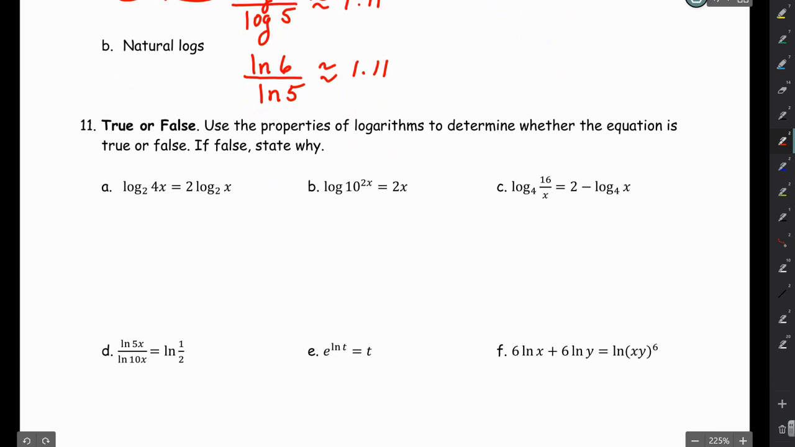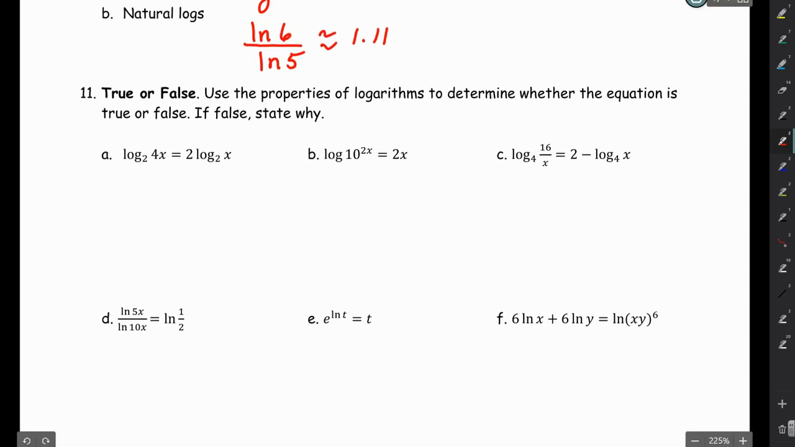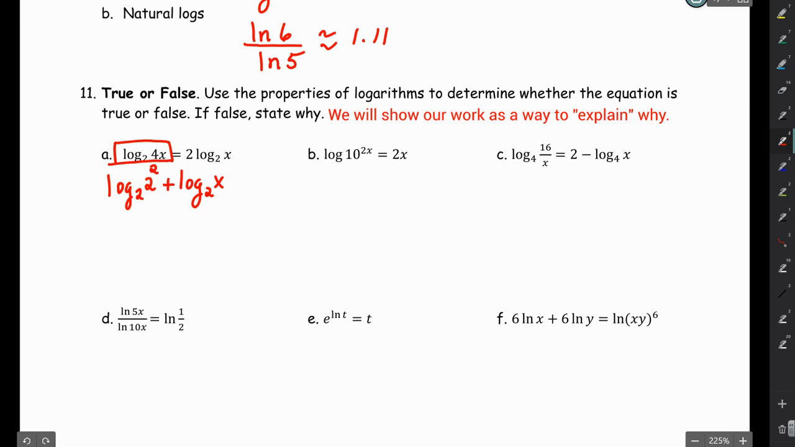All right, now these are the fun ones. True or false? Use the properties of logarithms to determine whether the equation is true or false. If false, state why. So we want to see if we could rewrite one side to make it look like the other side. So for letter A, I am noticing that I could rewrite log base 2 of 2 squared plus log base 2 of x, right? I haven't changed anything. I've expanded it a little. I'm just trying to see if I can make it look like the right side.